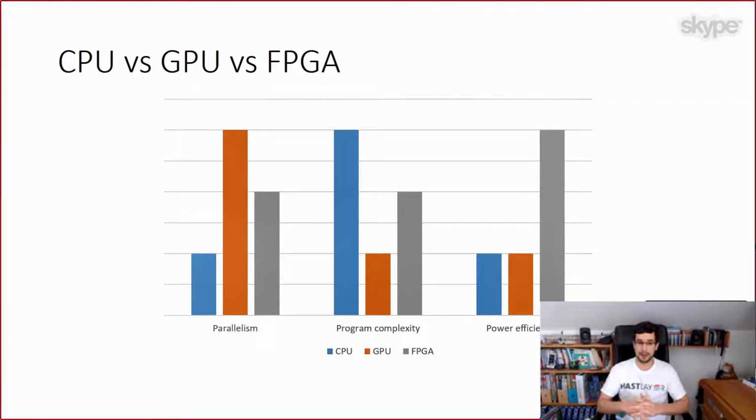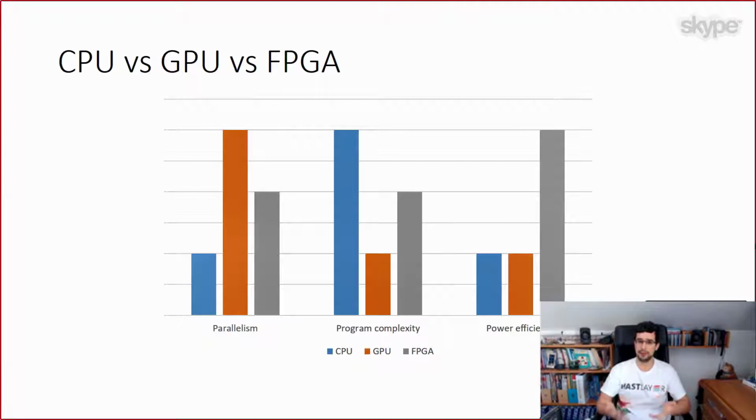CPUs in blue are on the lower end here, because a desktop CPU probably has 4 or 8 physical cores, maybe twice as many logical cores, but that's about it. Server CPUs have 32, 64 cores. GPUs in orange, on the other hand, are on the other extreme. GPUs are highly parallel devices with thousands of little processing cores even. Well, FPGAs in gray are kind of in the middle. FPGAs don't really have cores, so to say, but the level of parallelism you can achieve on an FPGA is somewhere in the middle, in the order of hundreds, sometimes thousands.